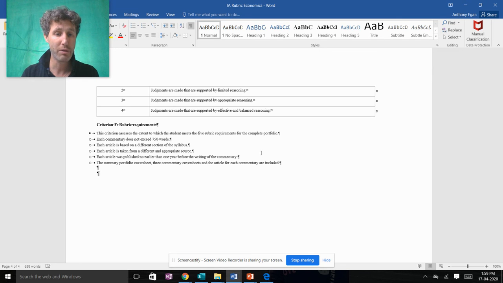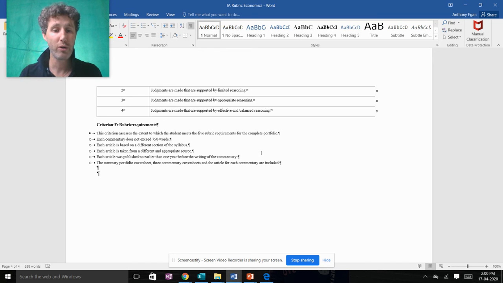And each article was published no earlier than 1 year before the writing of the commentary. So if the article was published, let's say 3 years ago, you can write a commentary on it. It has to be written no less than a year before you get the commentary.